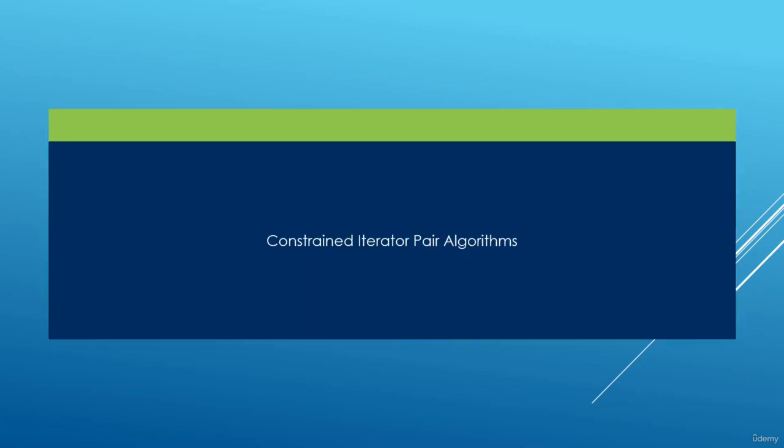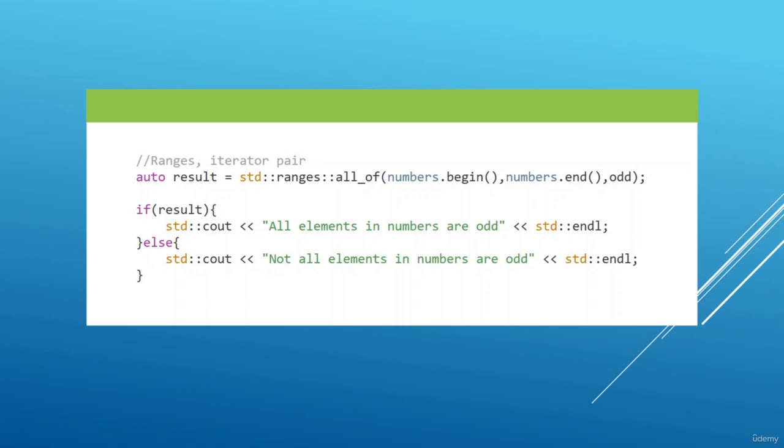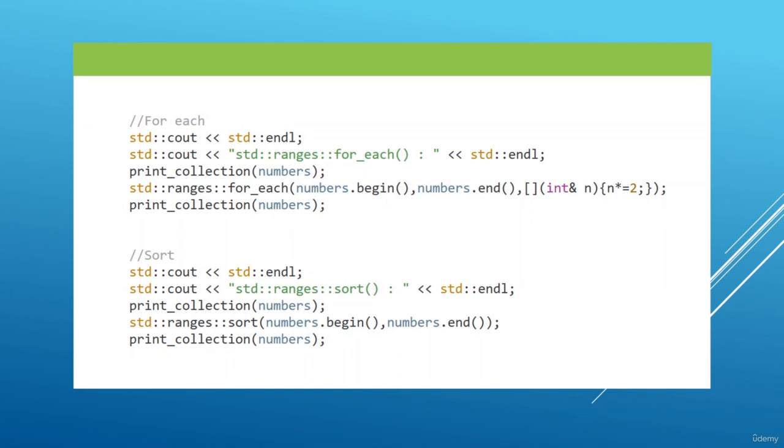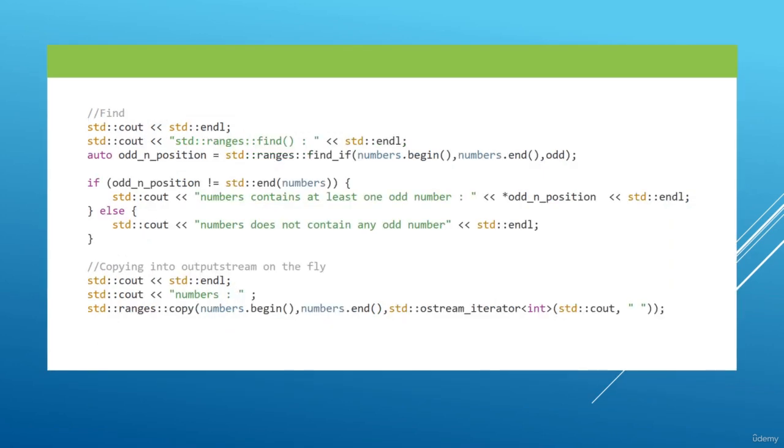But one thing I really want to bring to your attention is that even in the std ranges namespace, we can use iterator pairs. So for example, we can do something like this. We can use the all of algorithm, and that's going to be coming from the std ranges namespace. But notice that we are using beginning and end iterators. We can do the same for a bunch of algorithms. For example, we have the for each algorithm here. We have the beginning and end iterator. We have the sort algorithm. We have the beginning and end iterator. We have the find algorithm here. And again, we can specify the beginning and end iterator while using the std ranges namespace to make these things work.